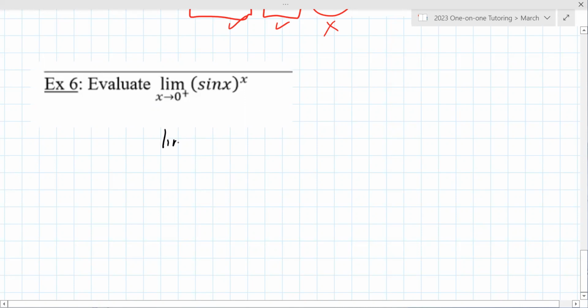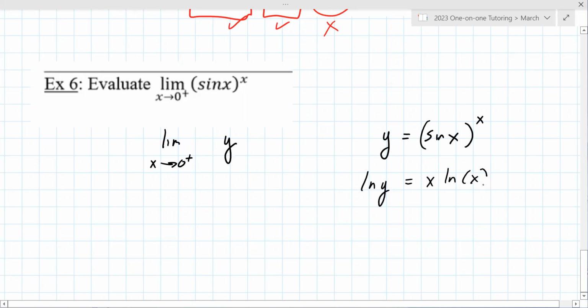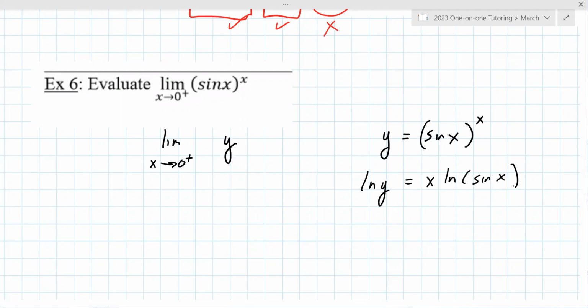So you can take the limit as x approaches 0 from the right of y, and y is really sine x to the x power. And then you can take a natural log of both sides. So this becomes x natural log of x. I'm sorry, x natural log sine x. Like that. Is that okay? But what's the purpose of that? We have to turn this into something over something.